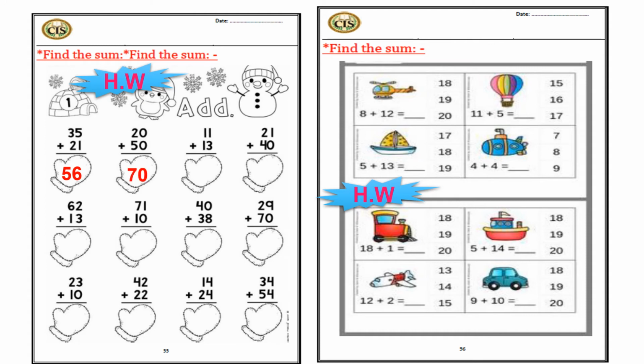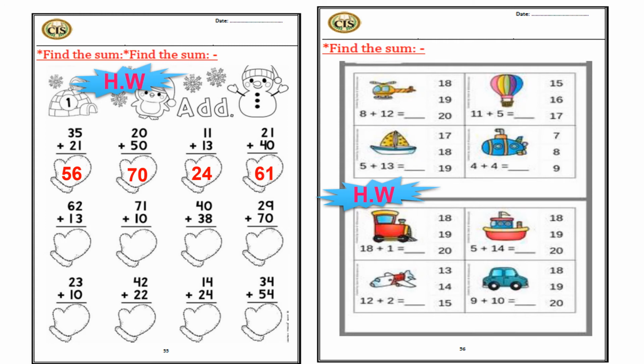11 plus 13. Ones with ones. 1 plus 3 equals 4. 1 plus 1 equals 2. So the sum is 24. 21 plus 40. Ones with ones. Tens with tens. So 1 plus 0 equals 1. 2 plus 4 equals 6. So the sum is 61.